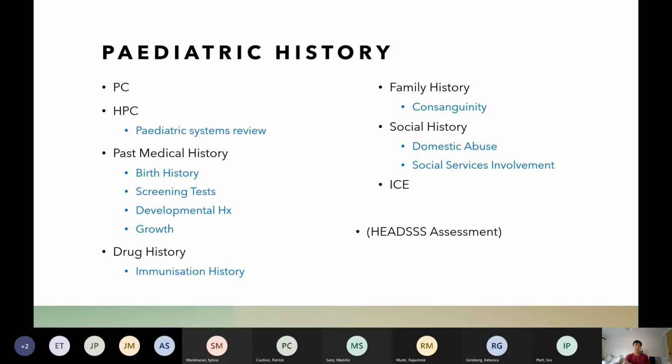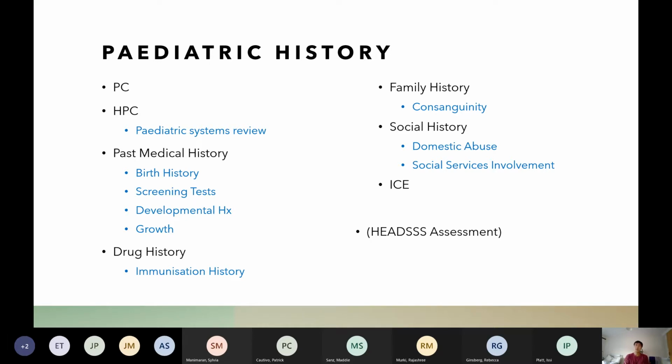Family history, don't forget consanguinity. I know it's a bit of an awkward one to ask about in a history, and often it doesn't feel relevant, but it is worth asking. Actually, I got docked marks in my year 5 OSCEs because I didn't mention it, and I didn't feel like it was a presentation where it was particularly relevant. So just get used to asking. Social history, really, really important to ask about domestic abuse and also whether there's any social services involvement. As always, ICE. I put HEADS assessment in brackets there.